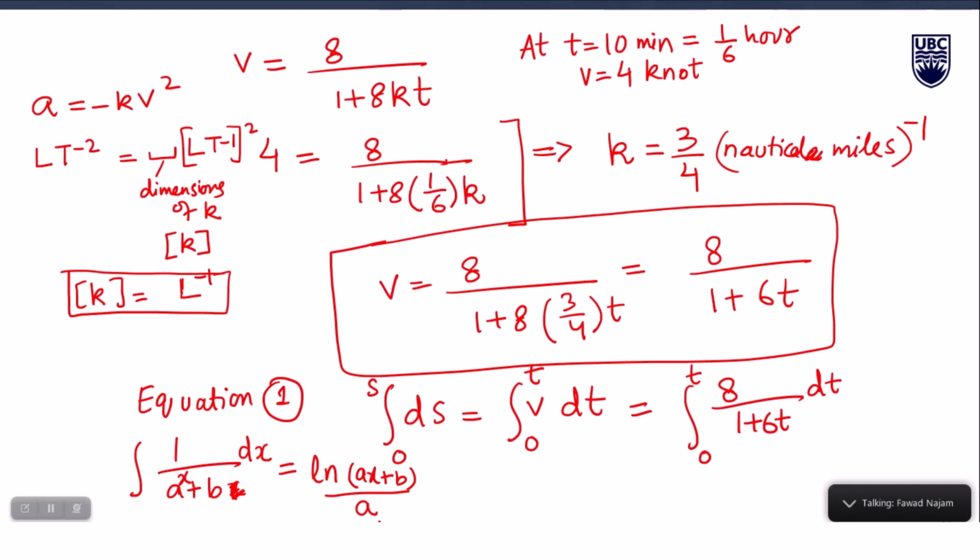Applying this to our case, 8 will come out of the integral. It will become log of 1 plus 6t, and 6 needs to be divided at the bottom. On the left hand side it will simply be s when you apply the limits from 0 to t. But on the right hand side you still need to apply the limits 0 to t. So let's apply the limits now. It will become s equals 4 by 3 log of 1 plus 6t.